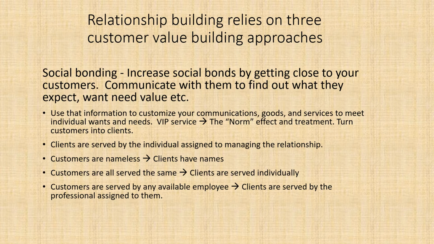This is the example of turning customers into clients. Clients are served by the individual assigned to manage the relationships. Customers are served by whoever shows up next. Customers are nameless, clients have names. Customers are all served the same, clients are served individually. Customers are served by any available employee, clients are served by the professional assigned to them. And so social bonding is really all about establishing a social relationship with the customers.